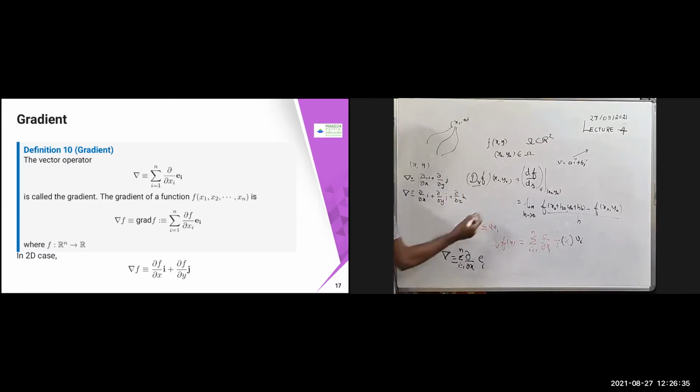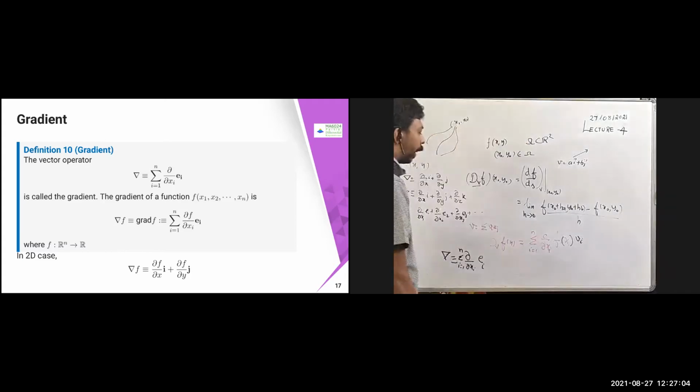Okay, so in the same way I can put e1, e2, e3. This is usually what you see in physics books or some engineering books. But in general, you can write it as ∂/∂x1 e1 plus ∂/∂x2 e2, if it is an n-dimensional variable, plus ∂/∂x3 e3, et cetera. That's what I am writing here. So this is called gradient. Okay, this is called gradient.